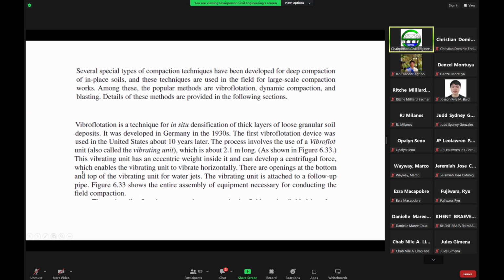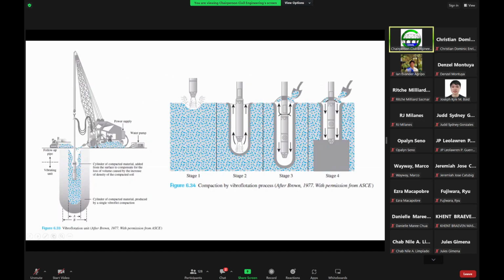Now, the vibro flotation technique is for in situ densification, in situ means on-site, of thick layers of loose granular soil deposits. Now, this technique was first developed in Germany in the 1930s. And then later on, this device was used in the US after 10 years, which involves the use of a vibrofloat unit called the vibrating unit, which is about 2.1 meters long. So this one here, for example, this is now your vibrating unit.